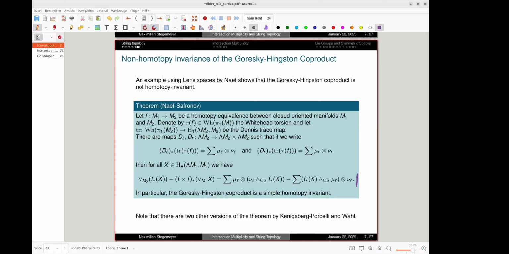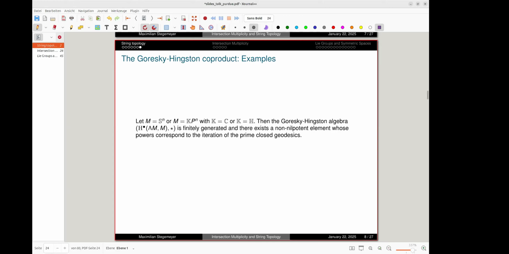Okay, then I'll continue. So basically so much as an introduction, and maybe we should also think a bit about examples, how this coproduct actually behaves. So for spheres and projective spaces, at least quaternionic and complex projective space, the Goresky-Hingston algebra is finitely generated, and I already want to mention this here. There exists a non-nilpotent element whose powers correspond to the iteration of prime closed geodesics. This is actually basically already in the Goresky-Hingston paper.